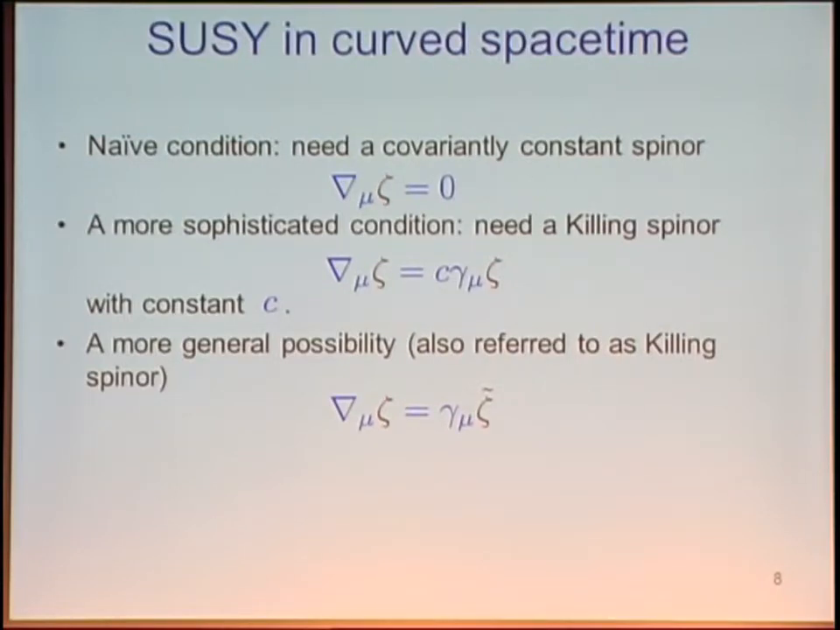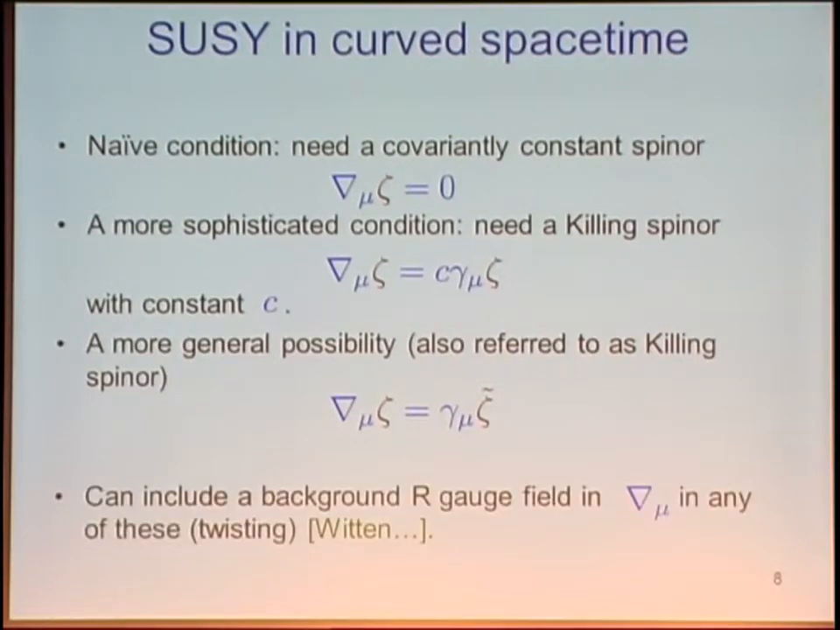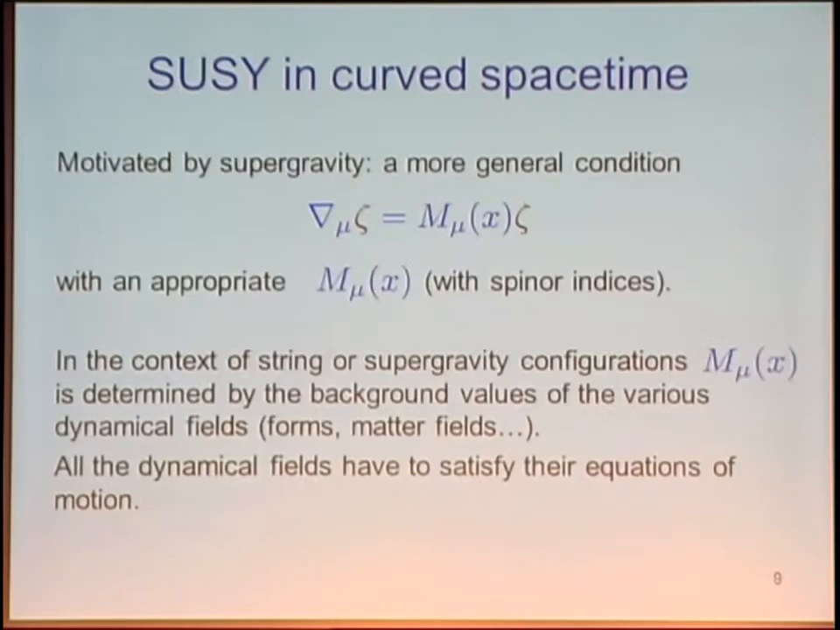Now, for every one of these, we can also add a background R gauge field, either flat or not, and include it in the covariant derivative. So grad mu can also include a background R gauge field. This comes under the name of twisting and was introduced originally by Witten and has been very powerful. But that's not the most general case. And there are many more examples known in the literature which don't fit this description.